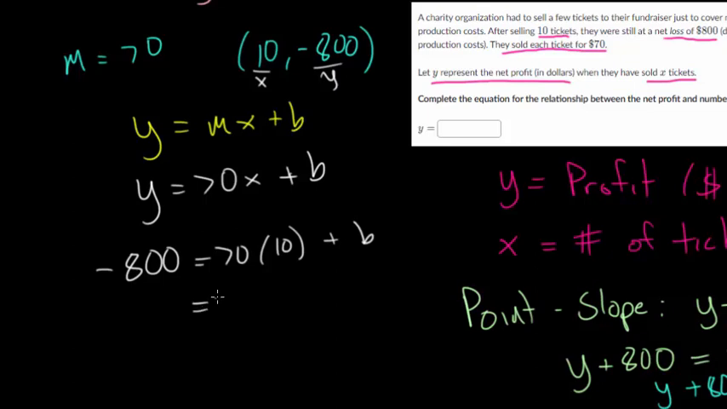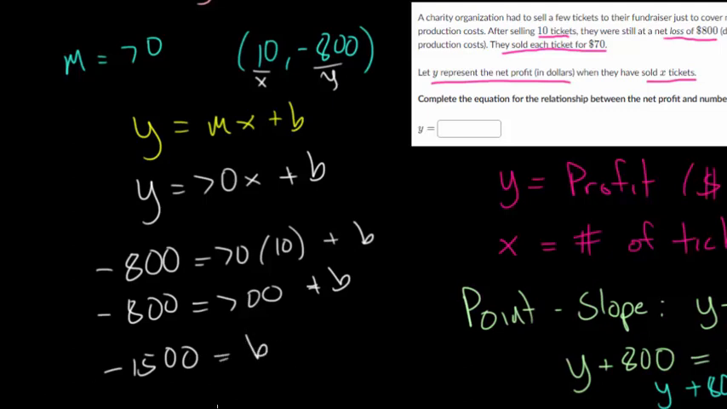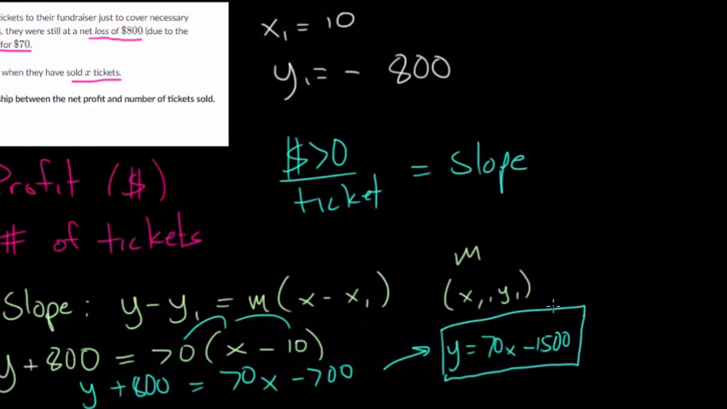So this is going to be 700, and we need to move that to the other side so that we get b by itself. So we will subtract 700 on each side, and you get minus 1500, which you'll see is exactly what we got using the point-slope method. So both ways get the same answer, and frankly, that's a way to check your work. If both methods get the same answer, you can feel pretty good about it.